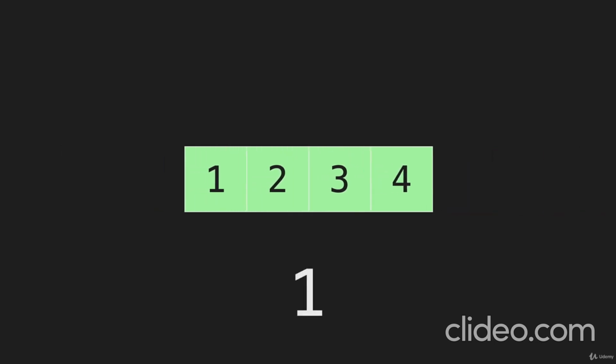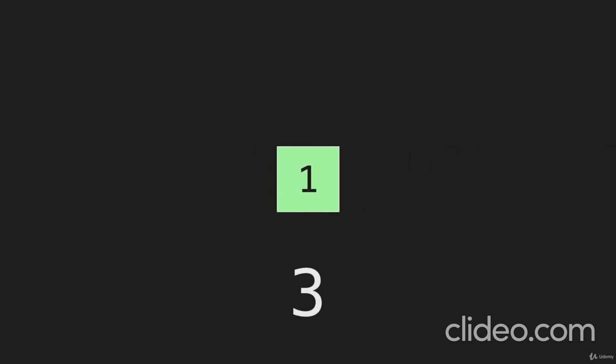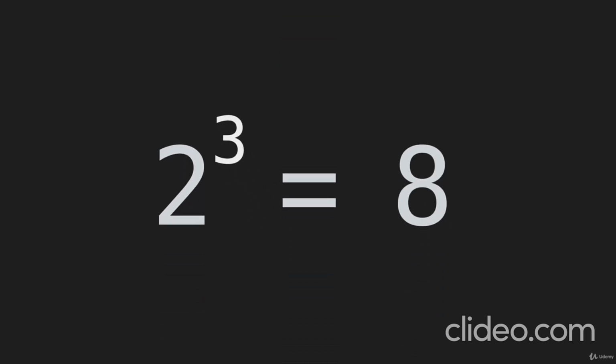It was 1, 2, 3. And remember, we had 8 items in the array, and 2 to the third power equals 8. So I'm going to turn this into a logarithm. And if you're not a math person, don't worry. We're not going to go deep into this. But look at the 3 numbers we have here: the 2, the 3, and the 8.